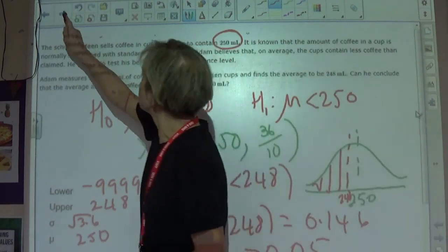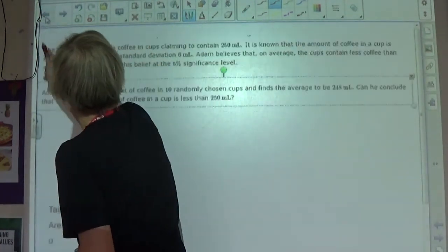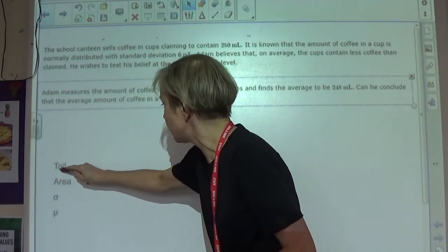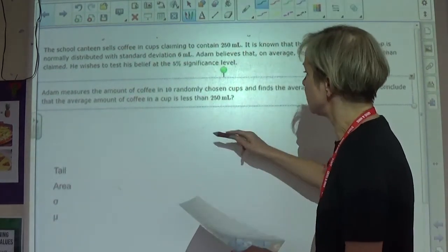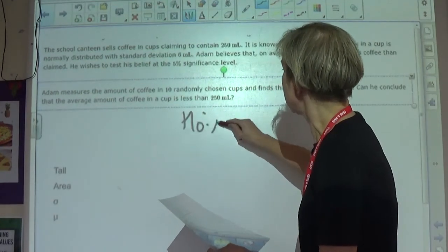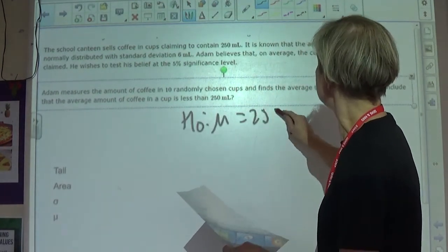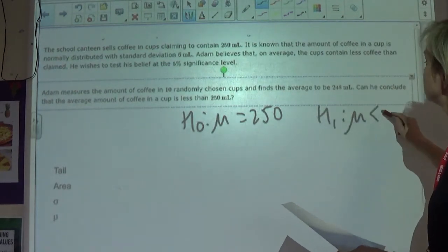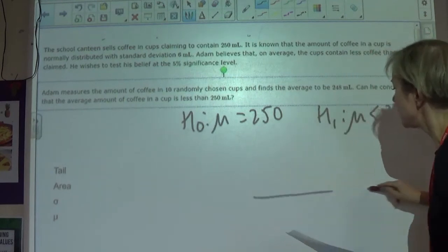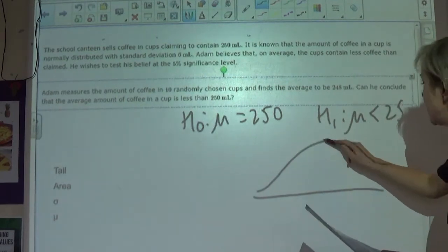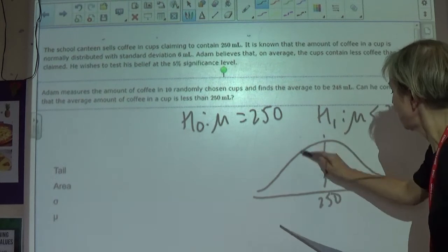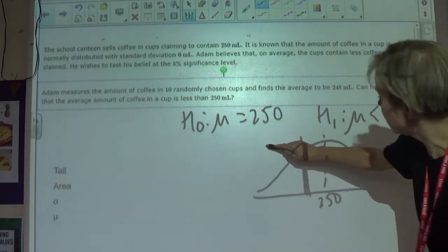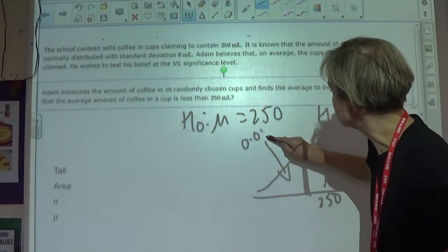To do this with a critical region, you've got exactly the same setup, the same null and the same alternative. Your null again was 250 and your alternative was less than 250. So you are looking at a critical region: there's your mean, you are looking at something to be less than that, and that's an area of 5%.